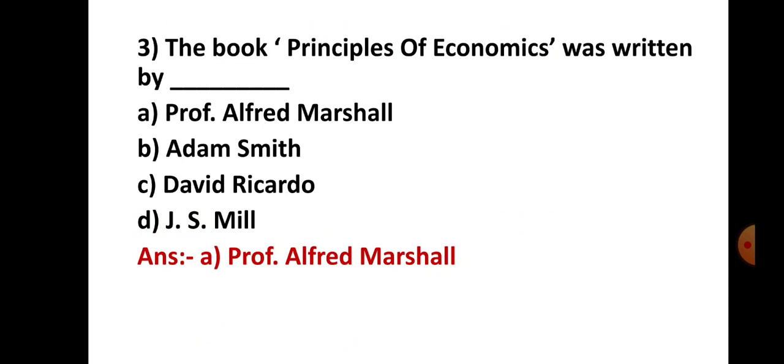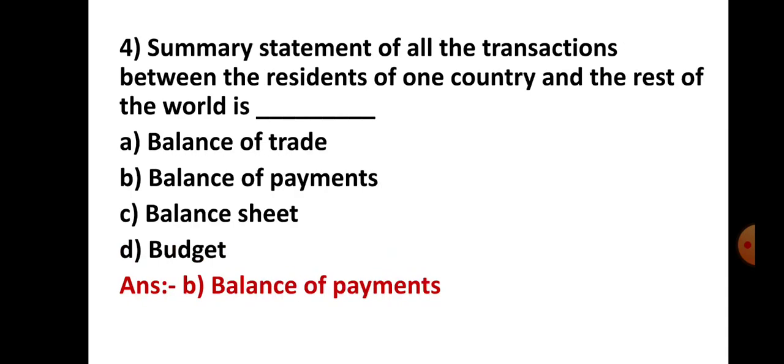The book Principles of Economics was written by dash, and here four options are given. A, Professor Alfred Marshall. B, Adam Smith. C, David Ricardo. D, J.S. Mill. You have to choose any one option, that is your answer, and here answer is option number A, Professor Alfred Marshall. So the book Principles of Economics was written by Professor Alfred Marshall. Now let us see next example.